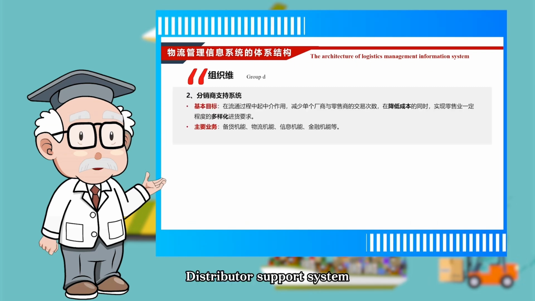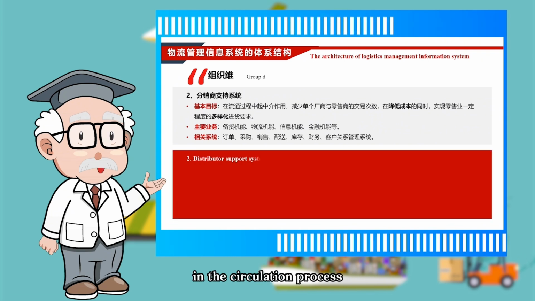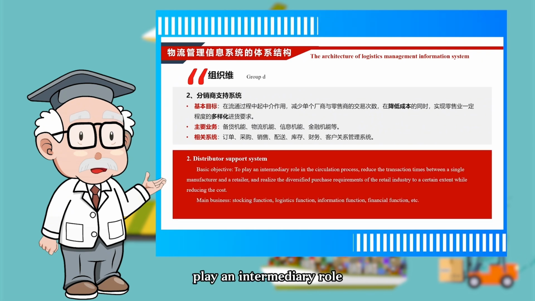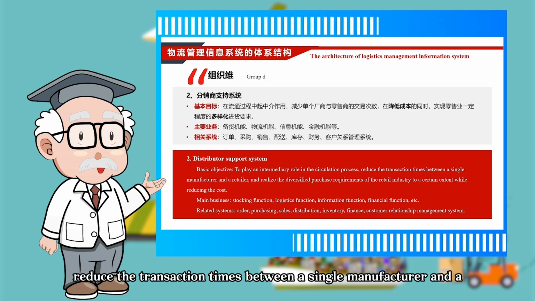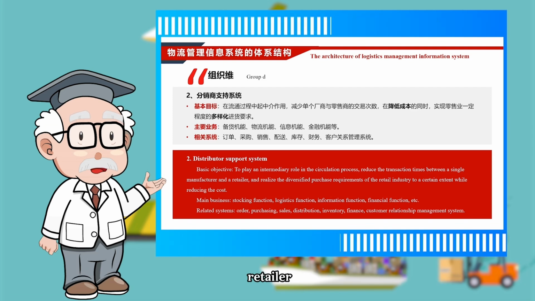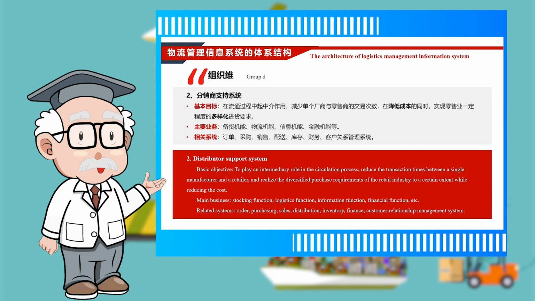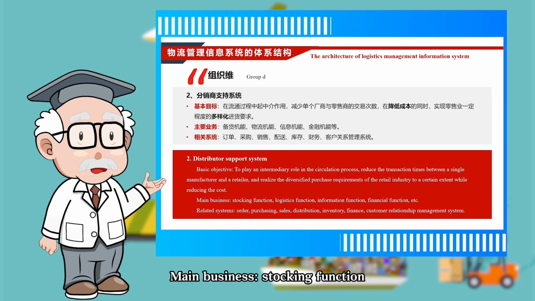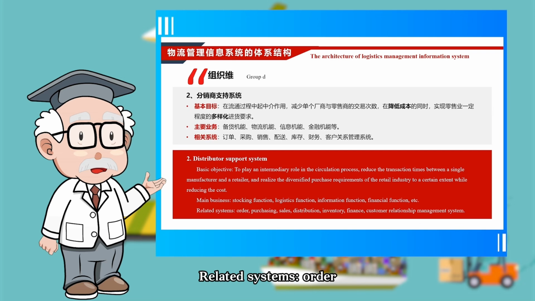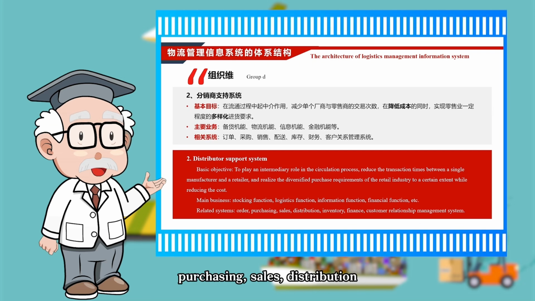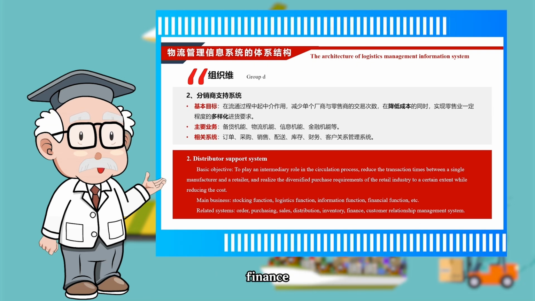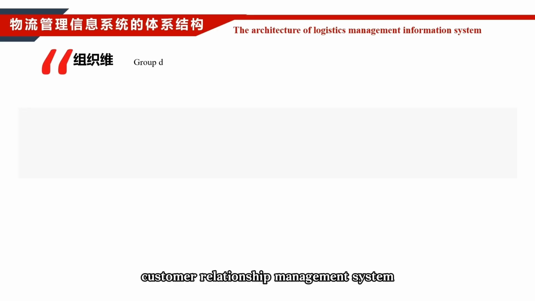2. Distributor support system. Basic objective: in the circulation process, play an intermediary role, reduce the transaction times between a single manufacturer and a retailer, while reducing the cost, realize the diversified purchase requirements of the retail industry to a certain extent. Main business: stocking function, logistics function, information function, financial function, etc. Related systems: order, purchasing, sales, distribution, inventory, finance, customer relationship management system.